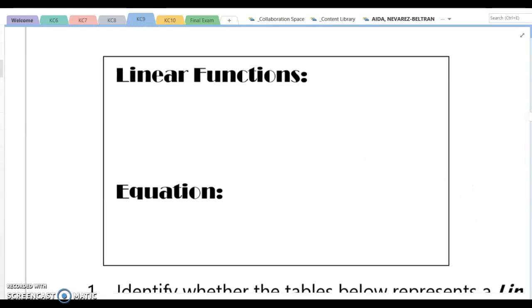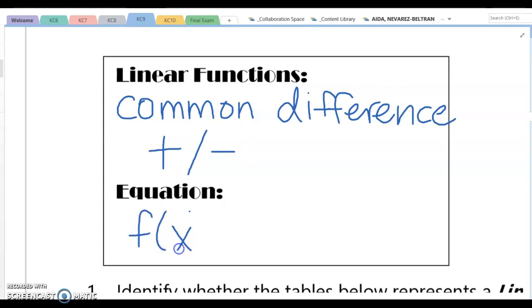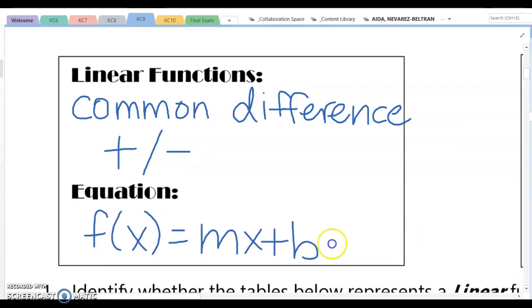So with linear functions, we have a common difference, right? Which means that we are doing addition and subtraction to get from one number to each other. So our equation is mx plus b for linear functions, right? We've seen that a bunch. So we do addition and subtraction to get from one number to the next.